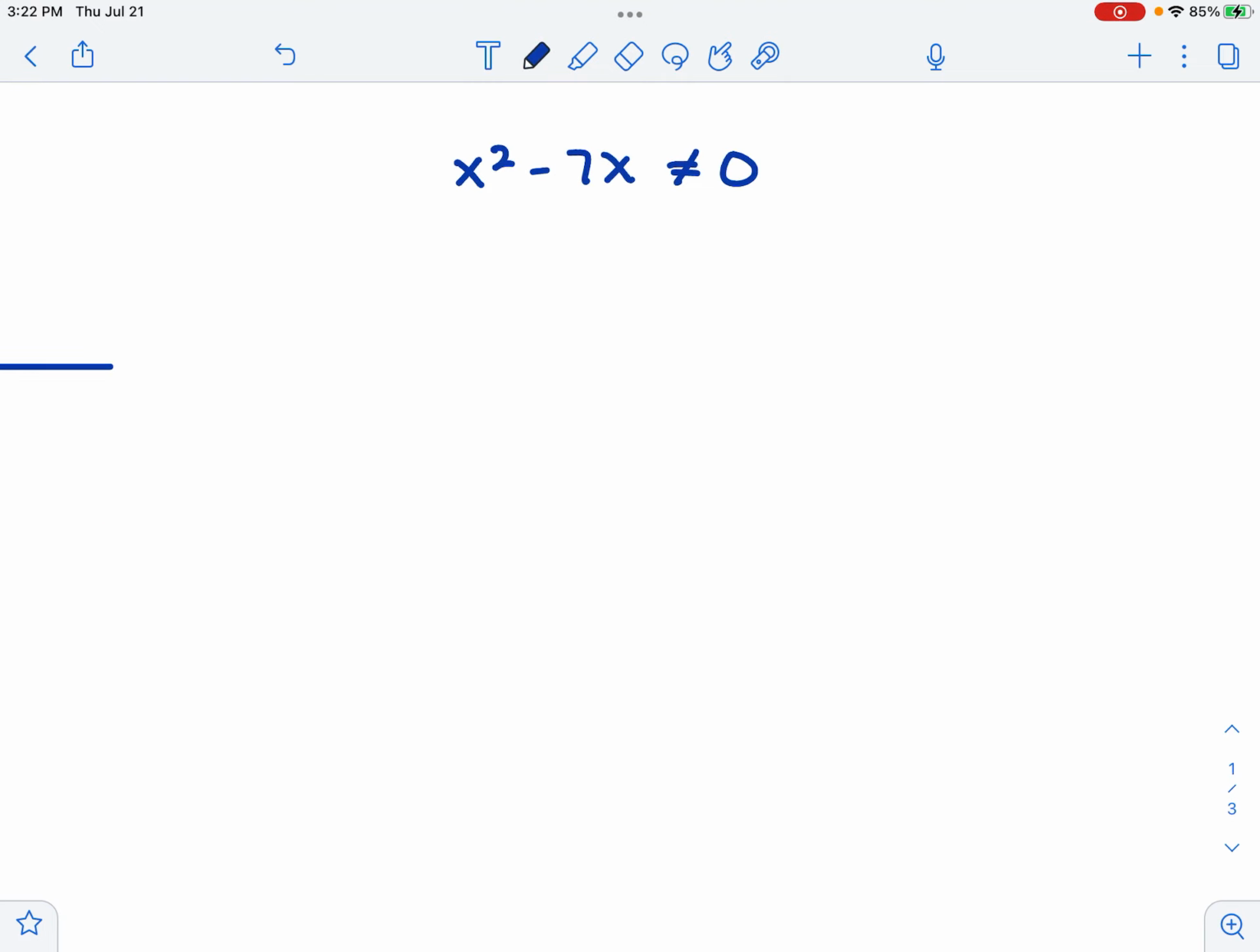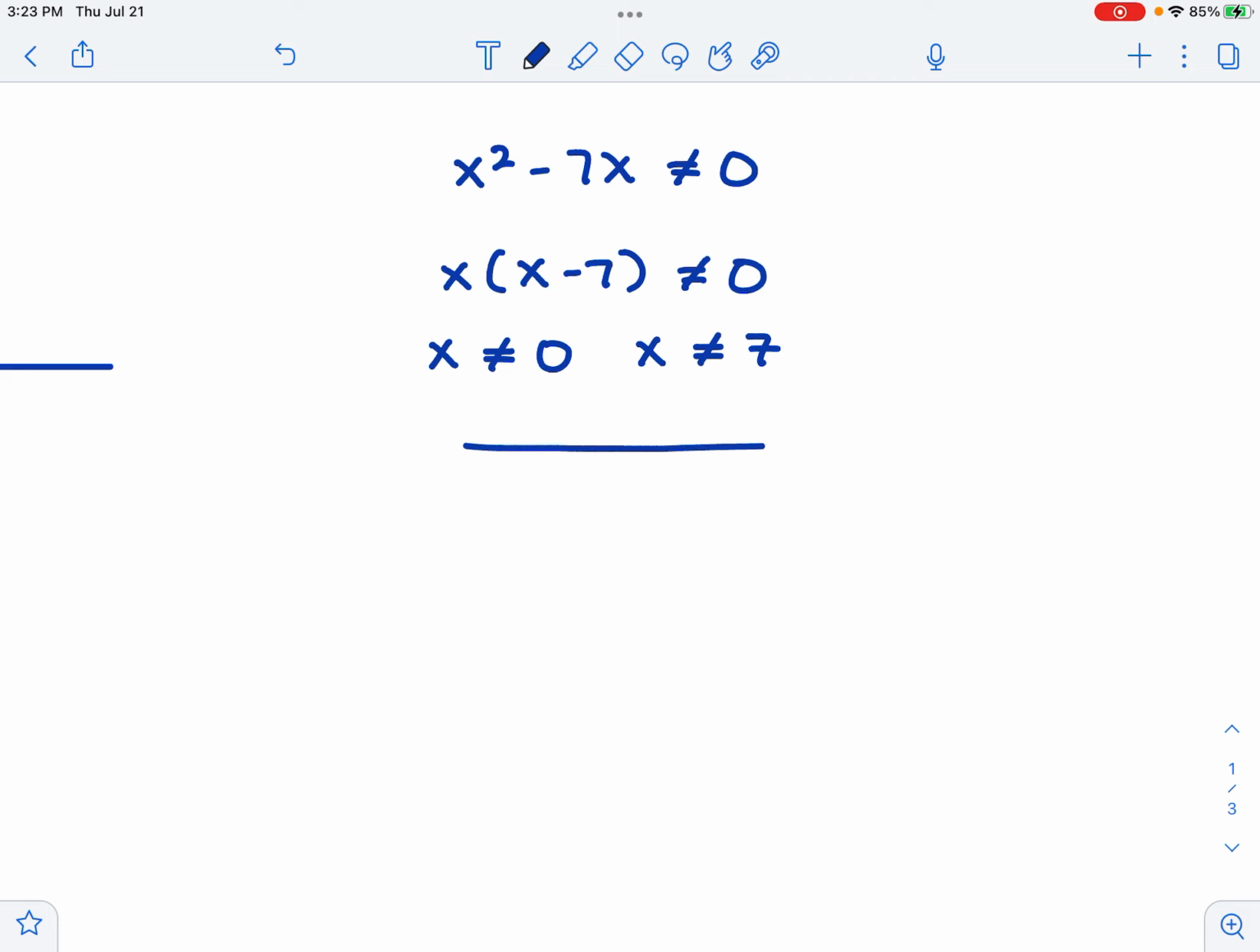So now I'm going to try to factor. When factoring, first thing I ask myself is is there a GCF? There is. Both terms have an x in common, so I'm going to factor that out. And now I can set each factor not equal to 0. x cannot be 0, and then x minus 7 can't be 0, therefore x can't be 7.